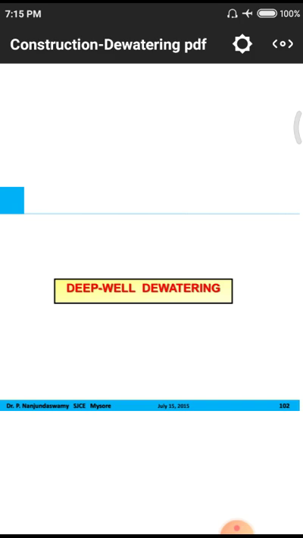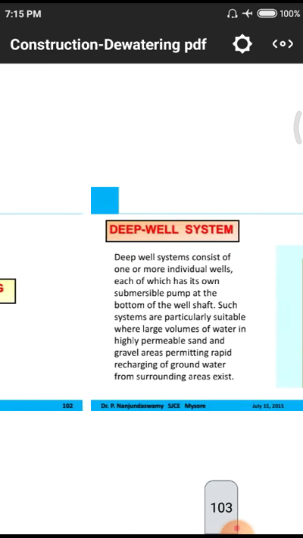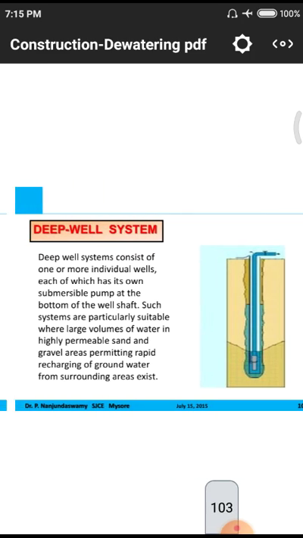But in case of this deep well dewatering, a deep well is a long well constructed on the ground surface to dewater a particular land. First of all, we have to know how deep well systems work and what the advantages are of using these deep well systems compared to normal dewatering systems.